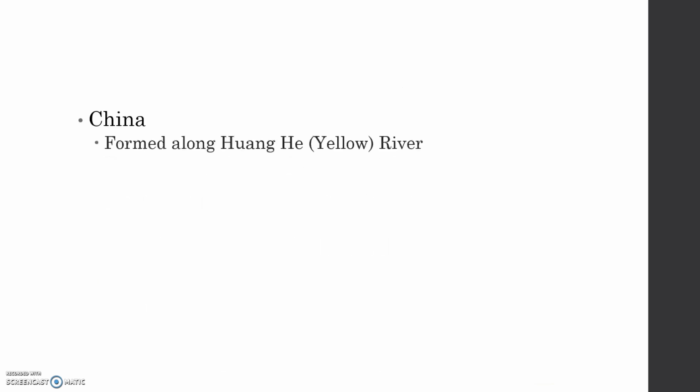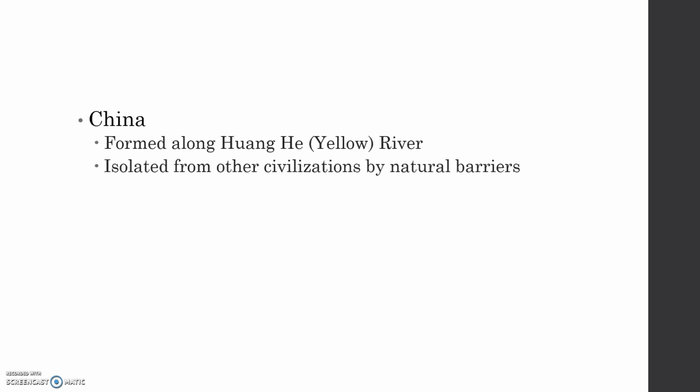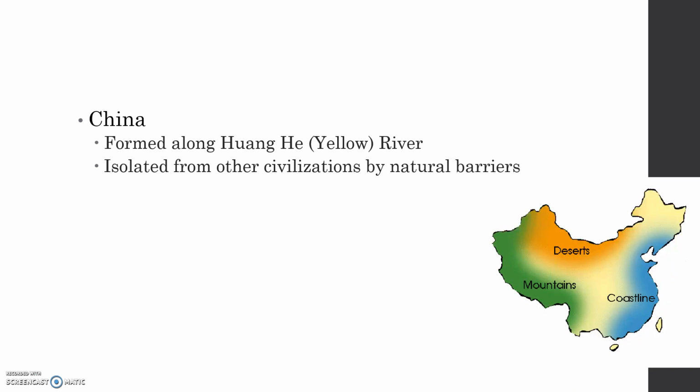Now, China. Chinese civilization formed along the Huanghe, also known as the Yellow River, and China had some geographic advantages in that it was isolated from other civilizations by natural barriers. You look to the north, you've got the Gobi Desert, you've got the Himalayan mountains to the west and the south, and then you've got the Pacific coastline.